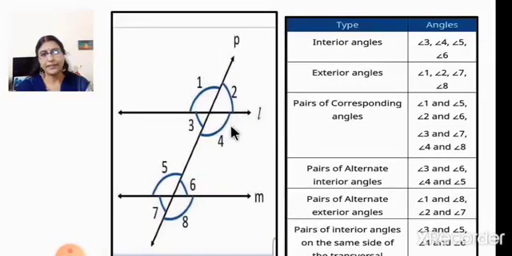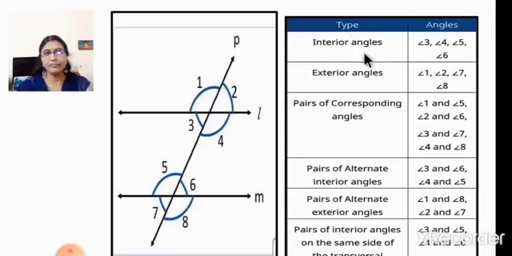Here, in the previous session, we have learned that these two are the parallel lines L and M, which is cut by a transversal P, and it is cut at two distinct points, this point and this point. And due to this, 8 angles are formed. Here 4 angles are formed, here another 4 angles are formed. So let us understand the type of angles which we have learned.